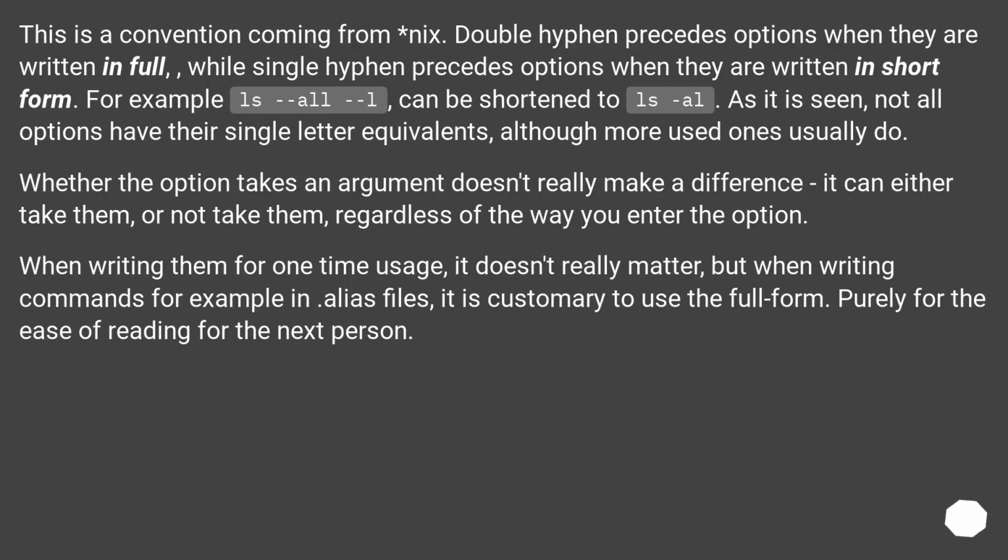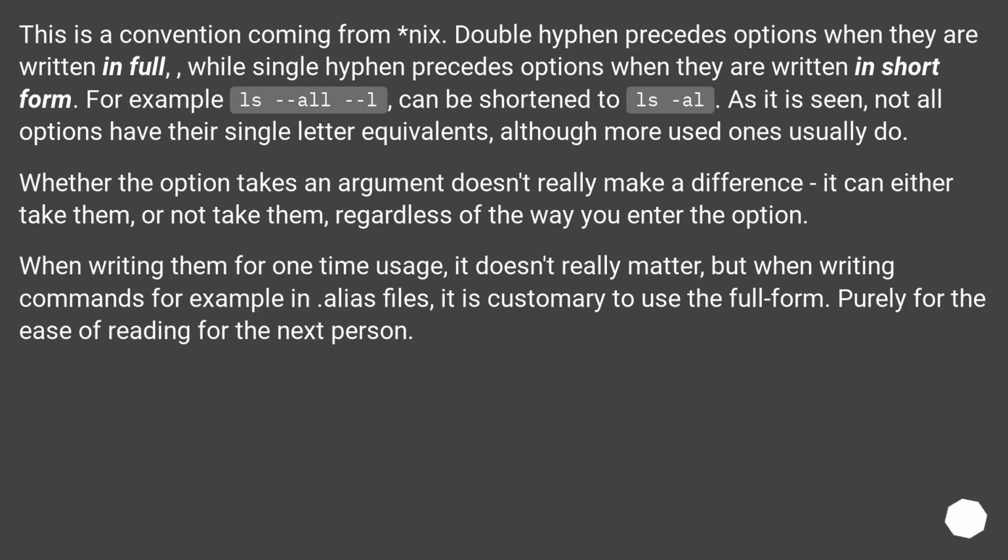This is a convention coming from *nix. Double hyphen precedes options when they are written in full, while single hyphen precedes options when they are written in short form. For example, ls --long -l can be shortened to ls -l. As is seen, not all options have their single letter equivalents, although more used ones usually do. Whether the option takes an argument doesn't really make a difference. It can either take them or not take them, regardless of the way you enter the option.